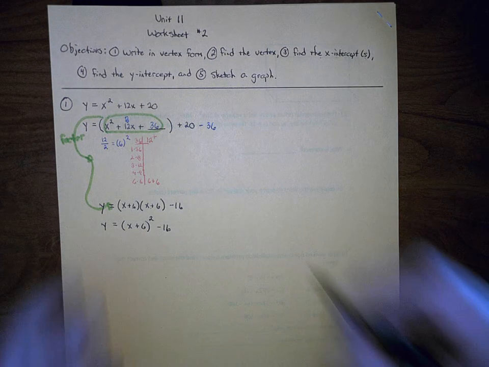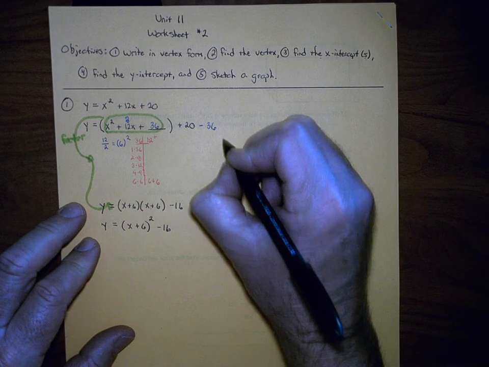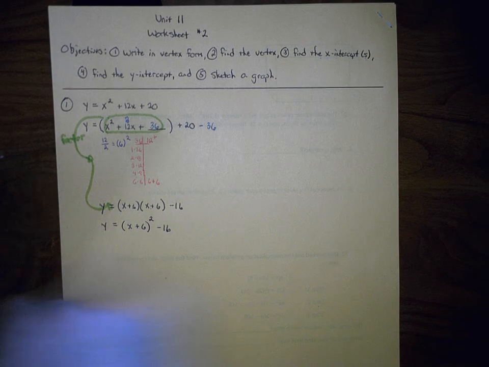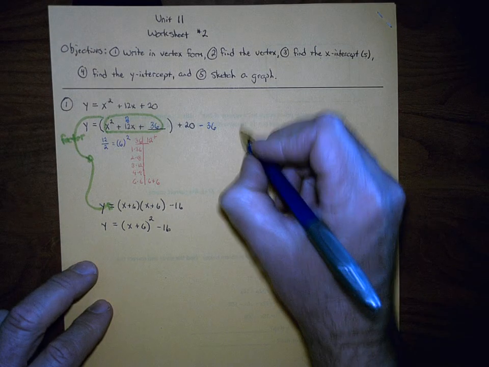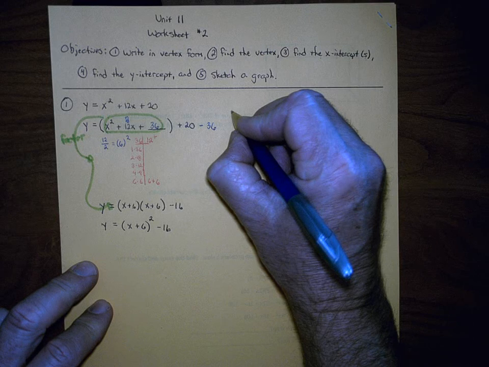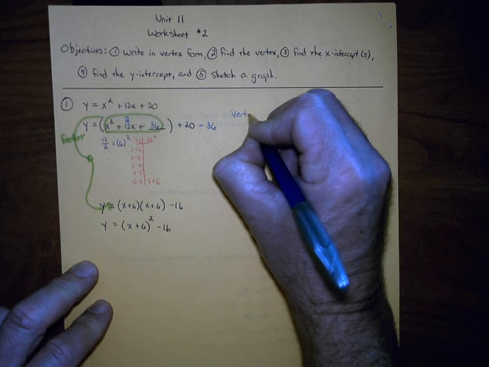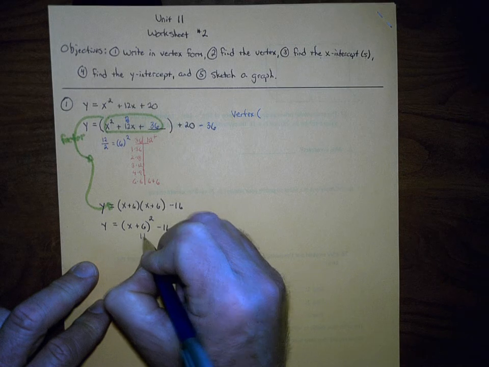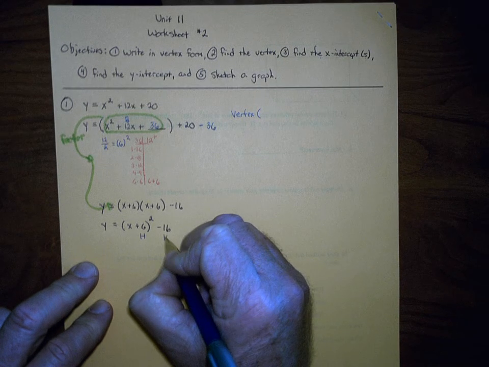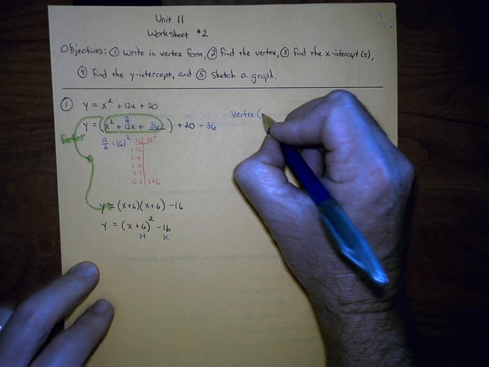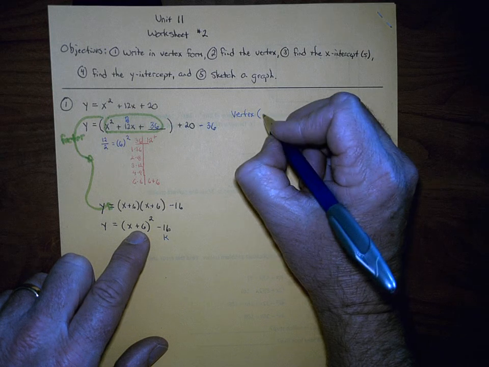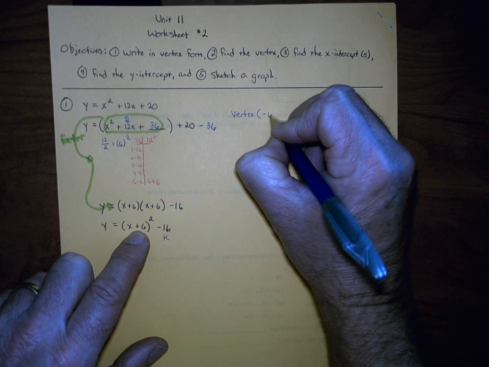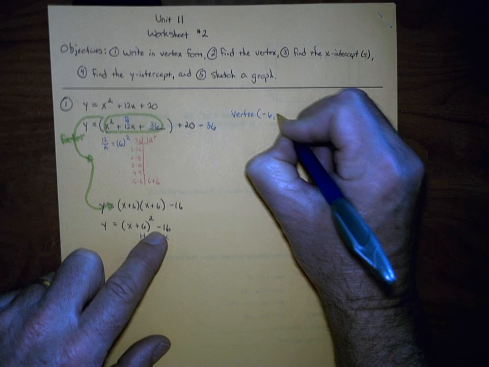Okay, so in number 1 right here, if I said what is the vertex, let's go ahead and answer it right here. So the vertex, this vertex form tells me, remember, your vertex is your h value and your k value in vertex form. So my vertex, since my h value is positive 6, you have to think opposite. That would be negative 6, negative 16.